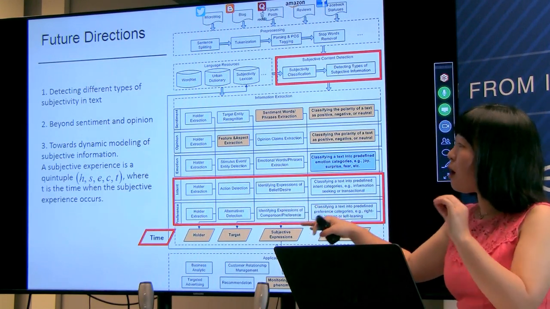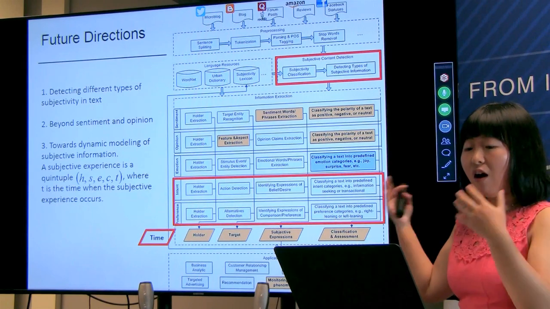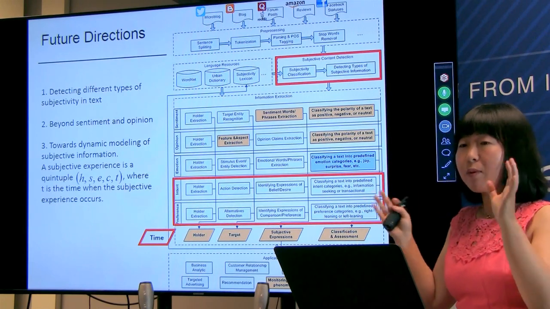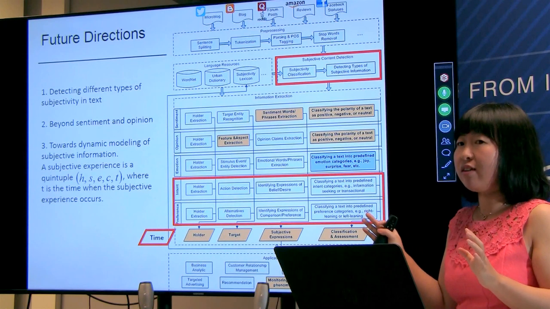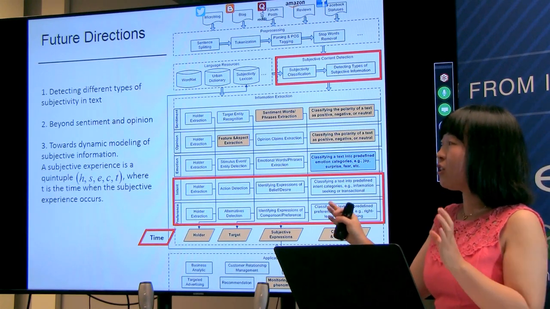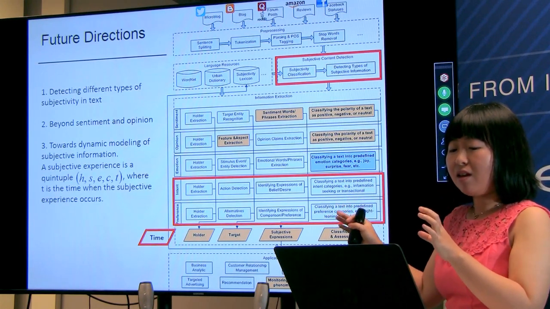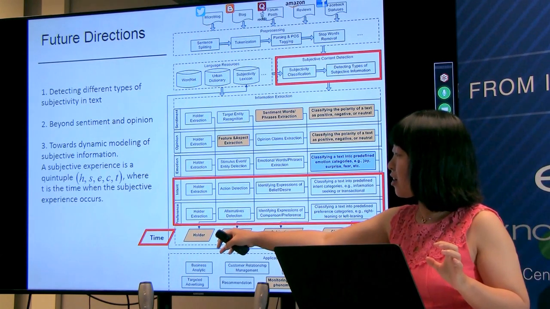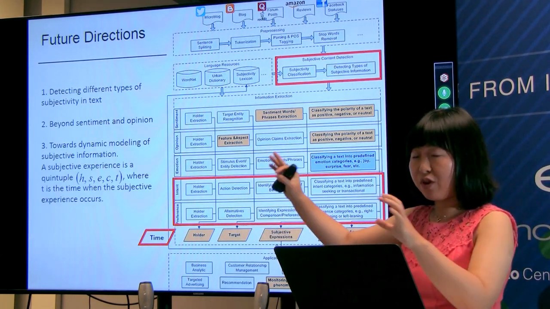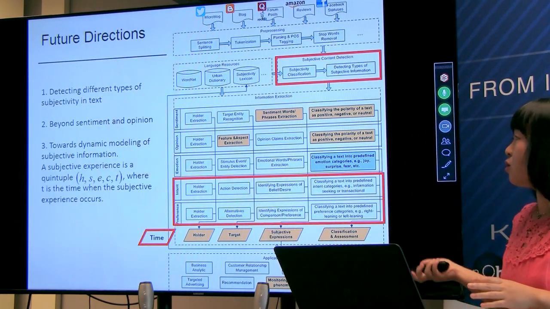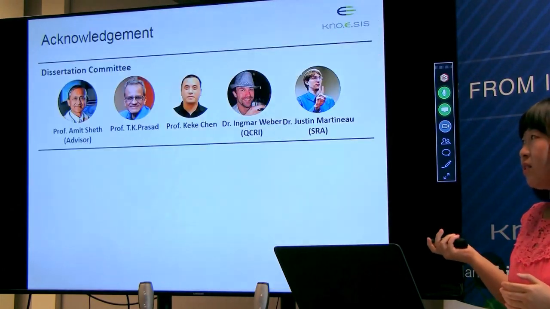Again, if you want to model the dynamics of subjective information, because people's attitudes and emotions always keep changing, how can we monitor and model that dynamics? We can add another component, time, to the framework we proposed before. So these are some future directions.